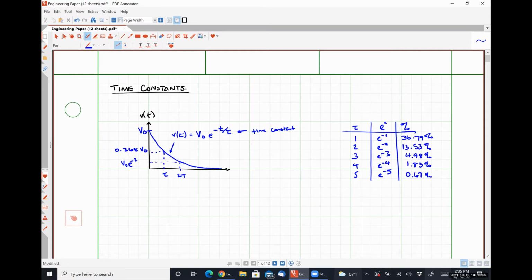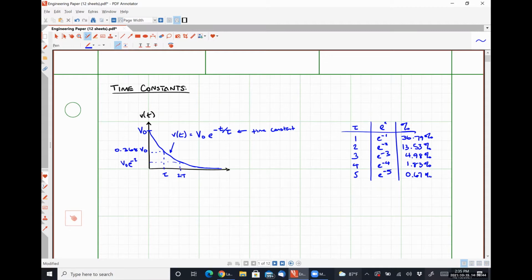For electrical engineers, 5 tau represents infinity. Okay, that's how long approximately it takes our capacitor to fully discharge or fully transfer its energy to a resistor, and the exact same thing for an inductor, okay?